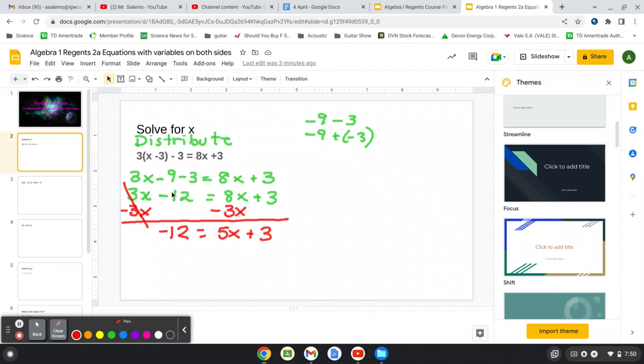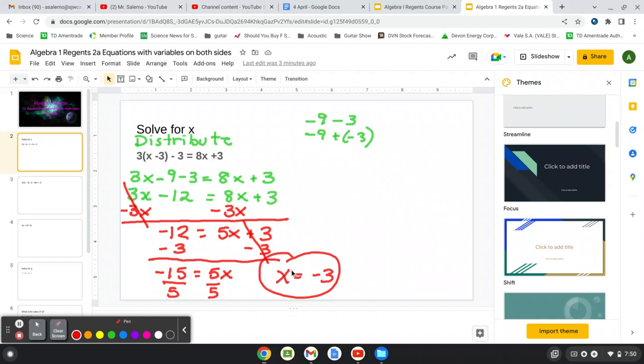So that's pretty simple. And now we want the x alone, so let's get rid of this 3, do the opposite operation. We have a plus 3, so we do a minus. That'll cancel. And whatever you do to one side, guess what? That's right, you do to the other. So this would be a minus 15 equals 5x. We want to do the opposite operation. We want the x by itself. So we're going to divide the 5 on both sides. And guess what? X equals negative 3.